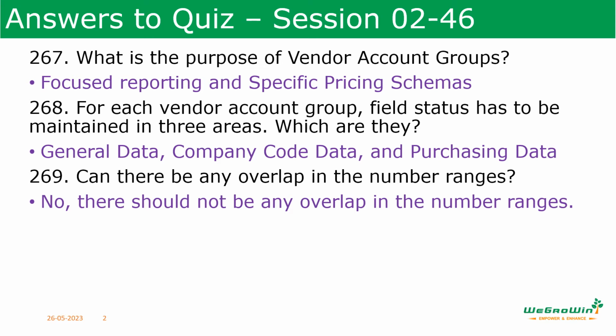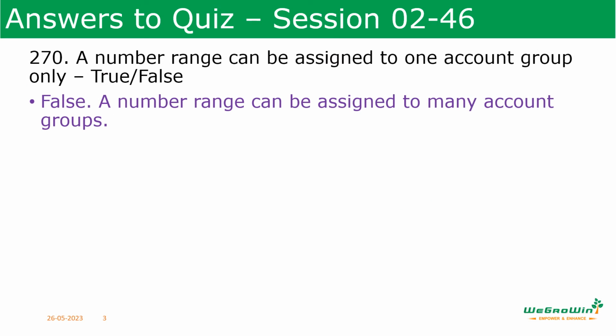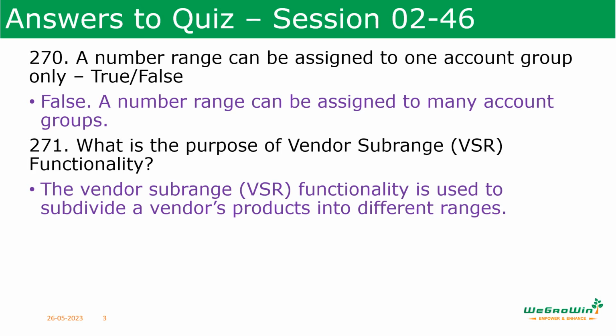Can there be any overlap in the number ranges? No, there should not be any overlap in the number ranges in Material Master or any other number range defined for any document types also. A number range can be assigned to one account group only, true or false? False. A number range can be assigned to many account groups. What is the purpose of vendor subrange VSR functionality? The vendor subrange functionality is used to subdivide a vendor's product into different ranges.